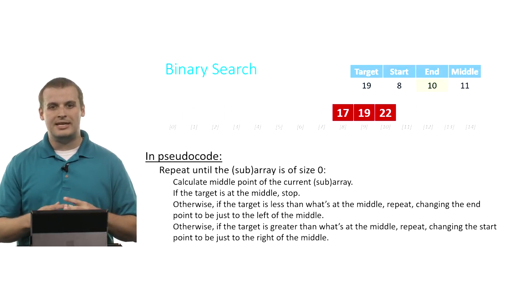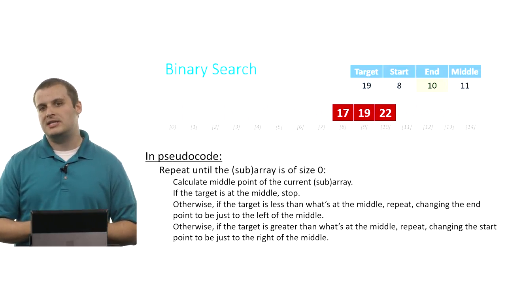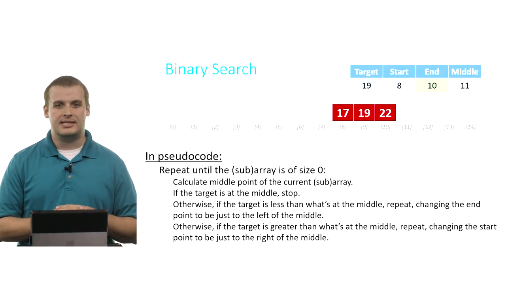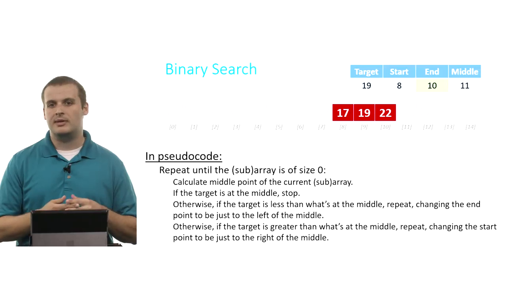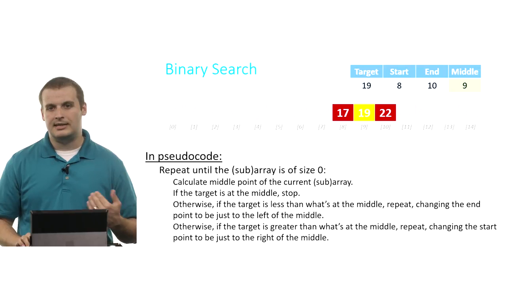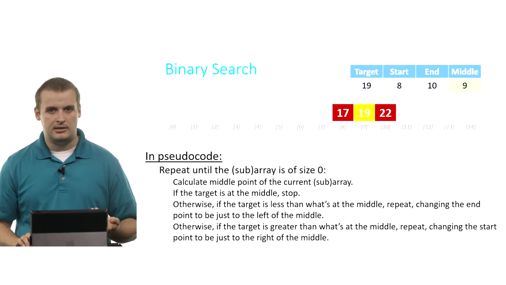So we have now eliminated 12 of the 15 elements. We know that if 19 exists in the array, it must exist somewhere between element number 8 and element number 10. So we calculate the new midpoint again. 8 plus 10 is 18. Divided by 2 is 9.